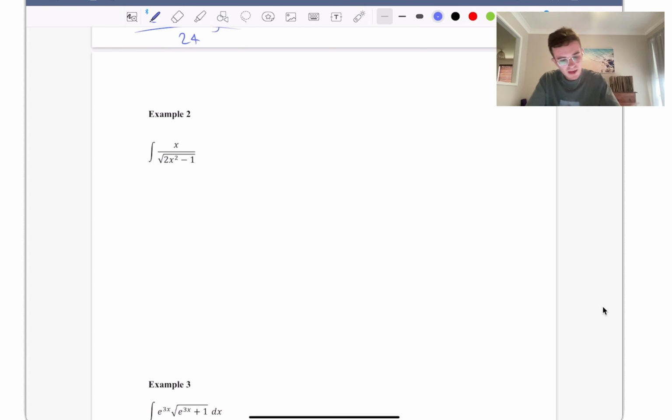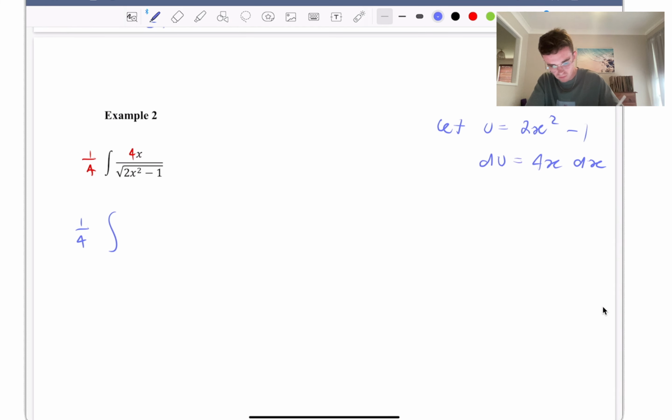Example number 2, notice that the differentiation of this is almost up there, but let's use a u-substitution to confirm that. So let u equal 2x squared minus 1, which means du is 4x dx. Realistically, we want a 4 up here and a 1/4 there. So this is going to be 1/4 the integral of du, which is 4x dx, on root u.